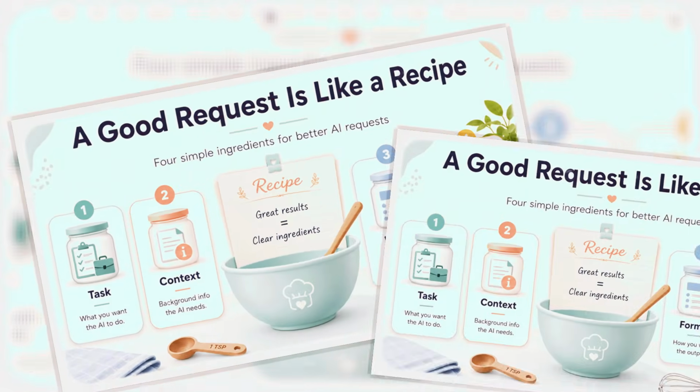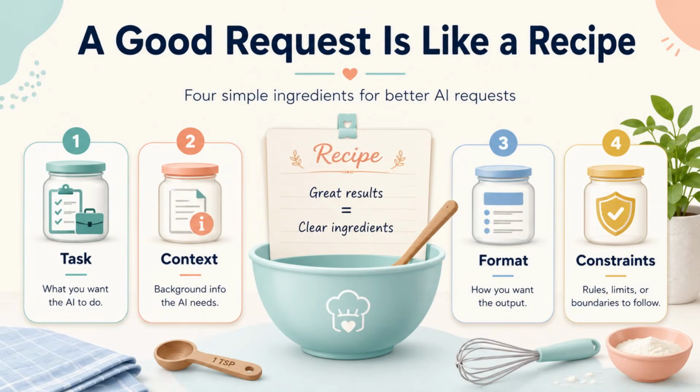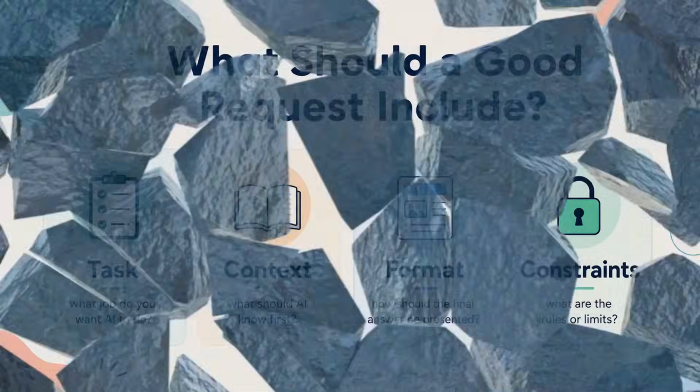Lesson 2: The 4 ingredients of any good AI request. A good request is like a recipe. In the last lesson, we learned one important idea. AI gives better answers when we give it better direction. But the next question is, what exactly should we include in a good request? The good news is you only need 4 simple ingredients.